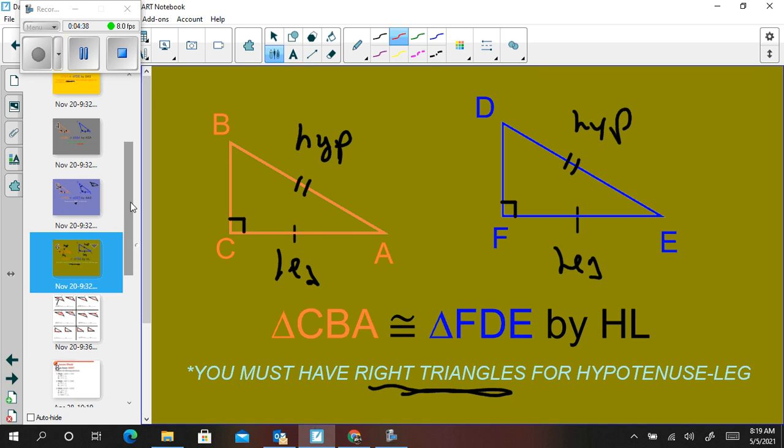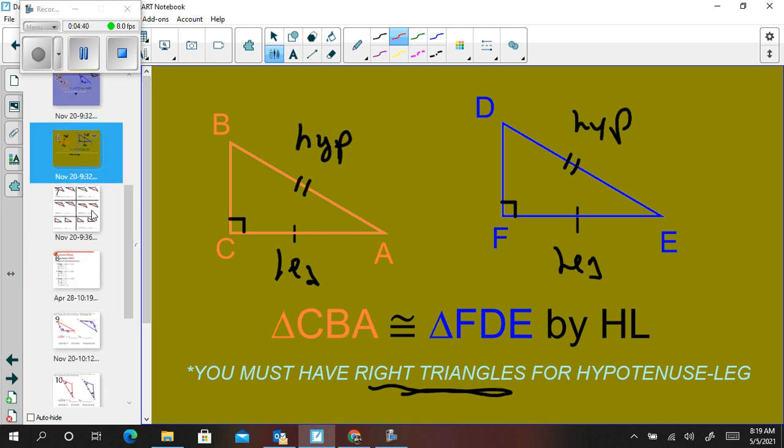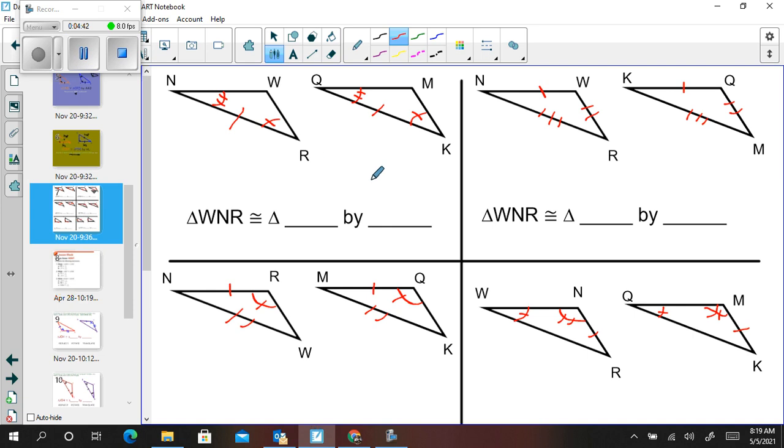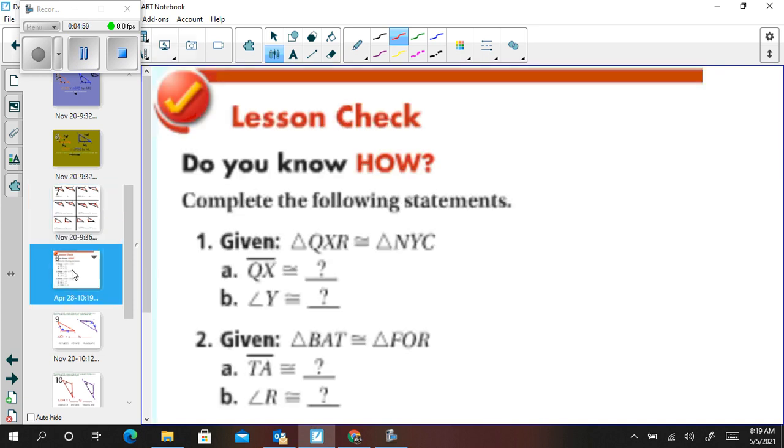I'm also going to post these notes for you, and I'm going to give you a couple problems that I want you to work out. I just want you to see, are these two triangles congruent? If they are, set them up, so find what W corresponds to N and R, and tell me why. Angle, angle, side, angle, side, or hypotenuse leg. There'll be a little lesson check here.